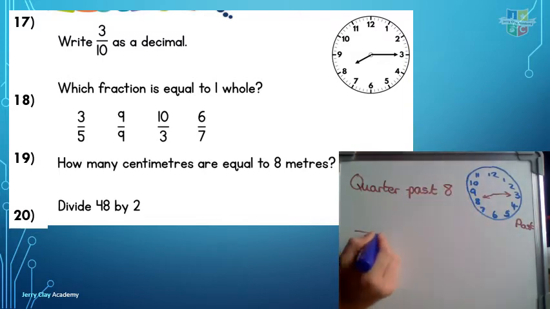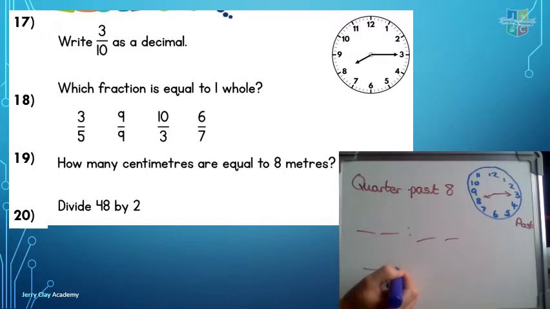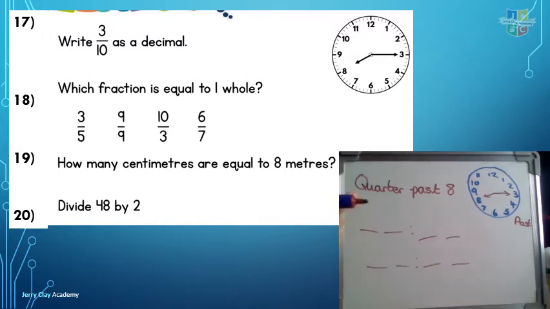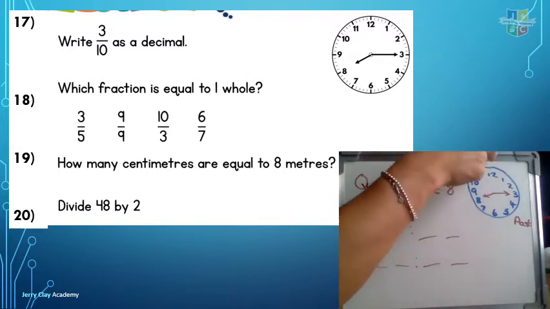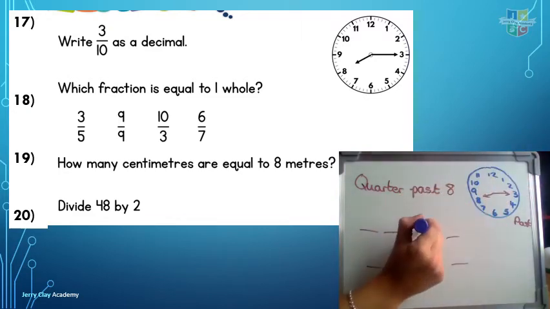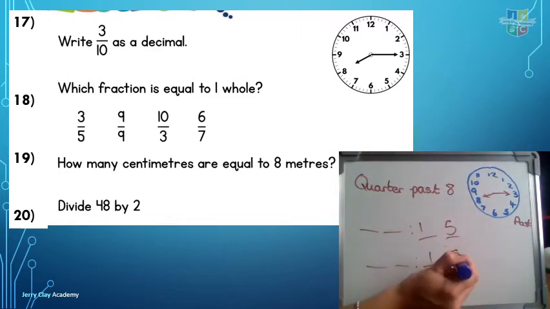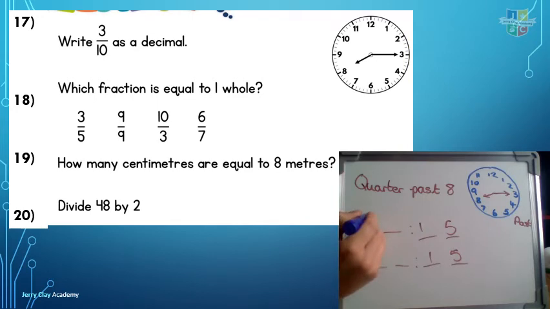Now if I was to write this as a digital clock, remember quarter past, I won't write quarter past, but I will write 5, 10, 15 minutes past. If it's past 8 in the morning, we put a 0 first, and if it's past 8 in the afternoon, evening, we add 12 to 8, which is 20 to 15.